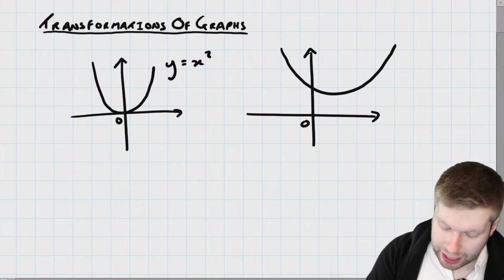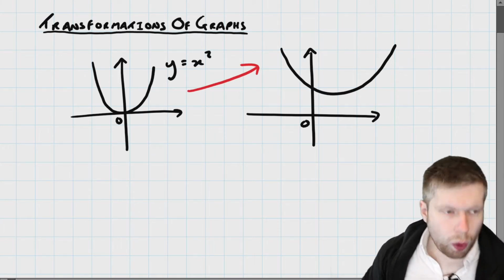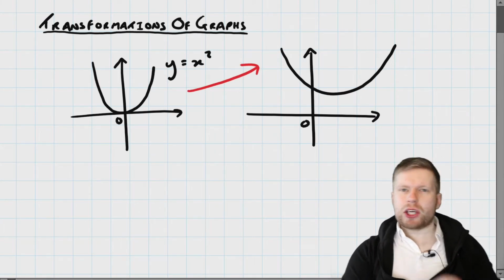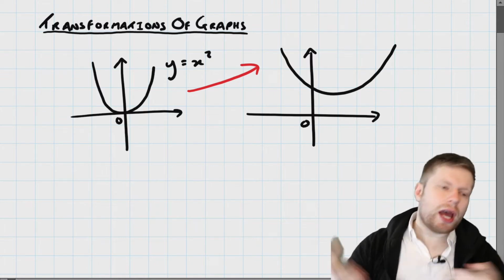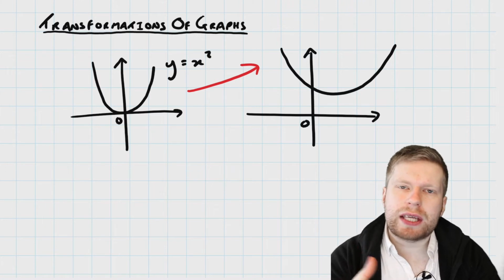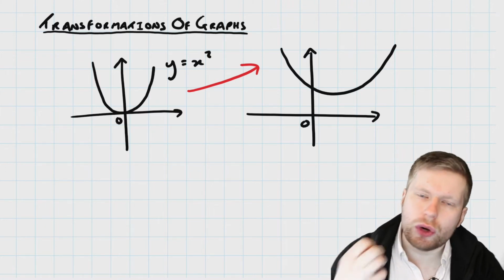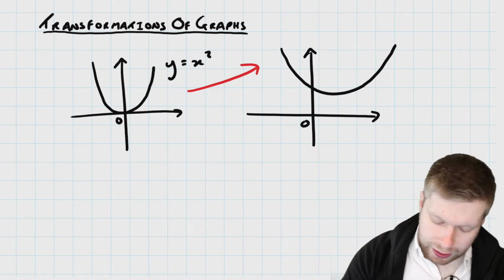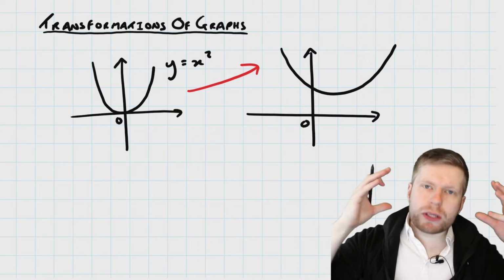So it still has the same characteristics as the original y equals x squared graph, but perhaps it might be shifted, perhaps it might be stretched, perhaps it may even be reflected as well. And the important thing is that we need to understand what those transformations are doing. So before we get started, I think we just need to remind ourselves of certain graphs.